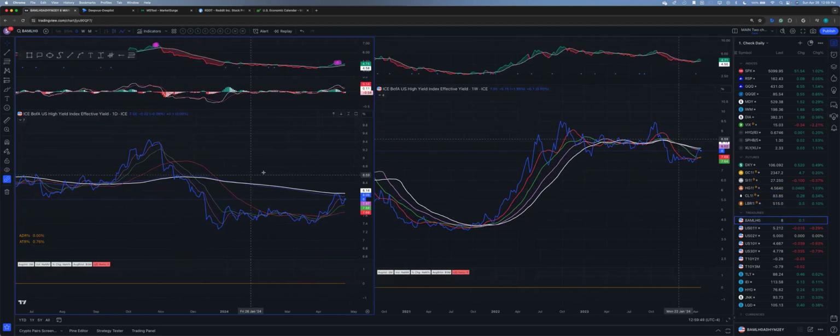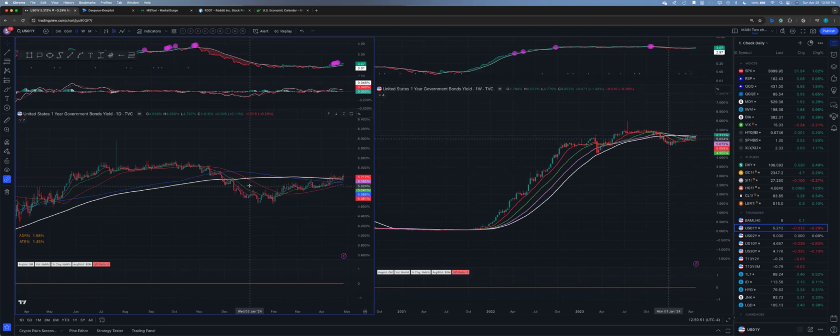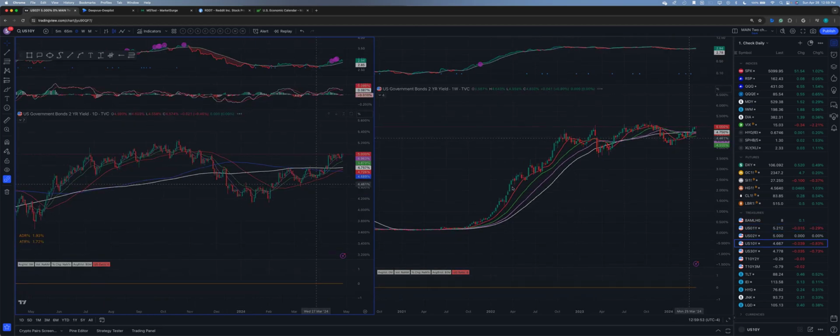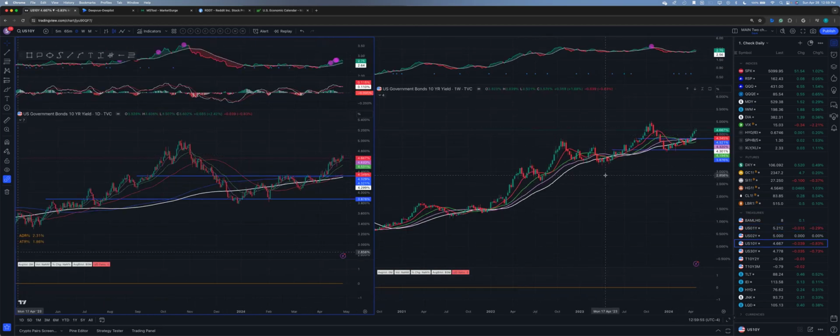Just a quick glance at the yields. The 1 year is bull flagging, the 2 year as well, and the 10-year actually broke out of its bull flag. So we have to really see where these go, as rates are often a huge headwind and the kryptonite for equities.